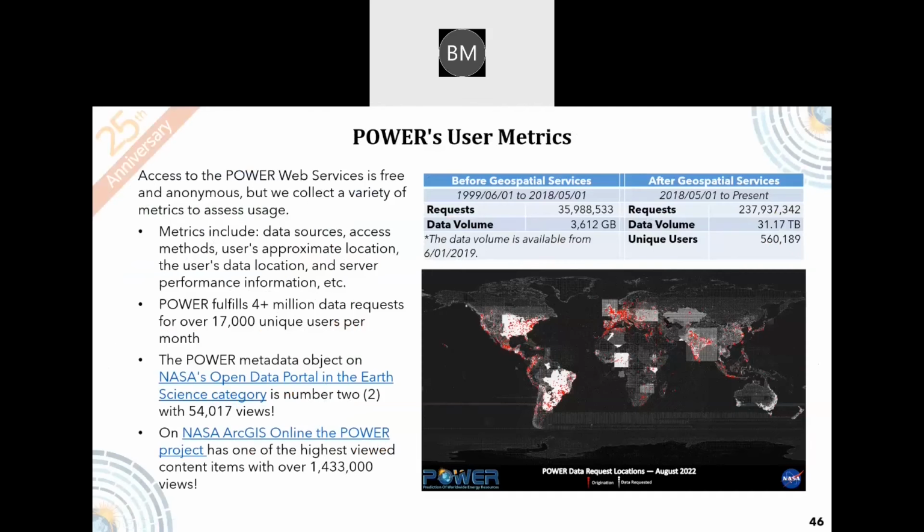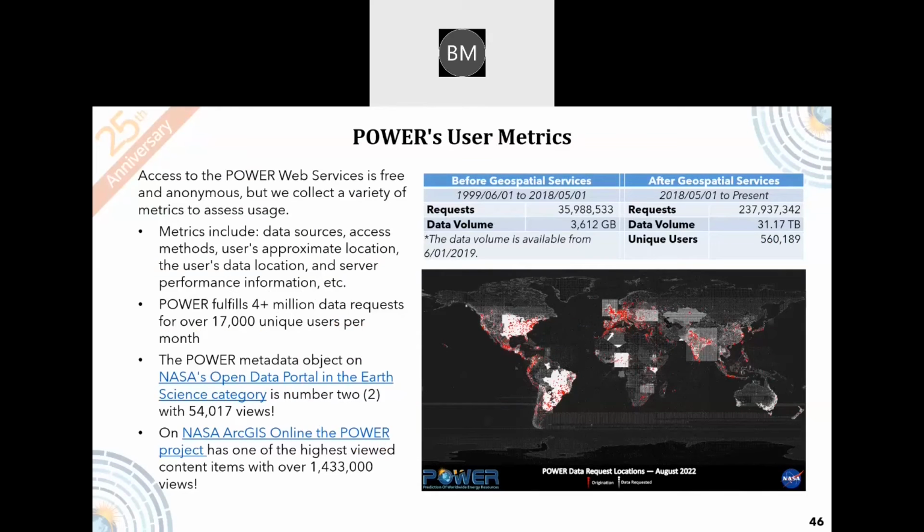So here's the impact of the Power data. Power started in 1999, where we did not have geospatial data capabilities. From 1999 to 2018, Power provided almost 36 million API requests and sent about 3.6 terabytes of data to the users. So that's a large volume of data.